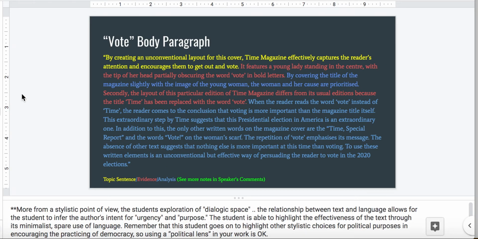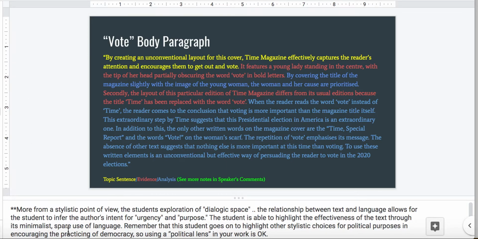With the body paragraph, as you have seen many, many times before, body paragraphs are broken down into three sections. We have a topic sentence, which addresses an aspect of the thesis statement: by creating an unconventional layout for this cover, Time magazine effectively captures the reader's attention and encourages them to get out and vote. So this paragraph in particular addresses the layout and also the structure. And then we also have evidence, specifically pulling from the text, and then the analysis, which addresses how the evidence connects to that topic sentence.